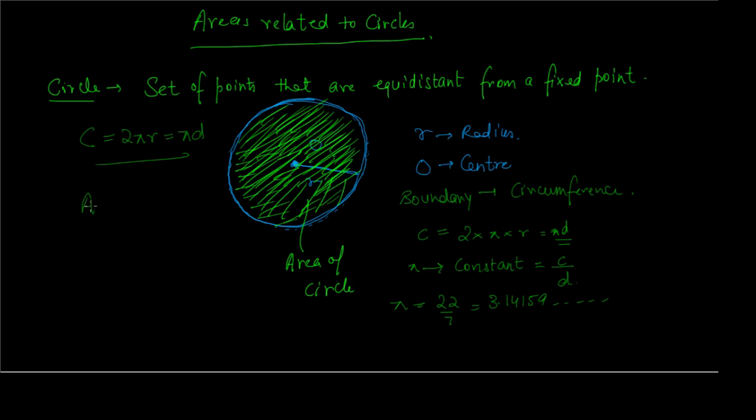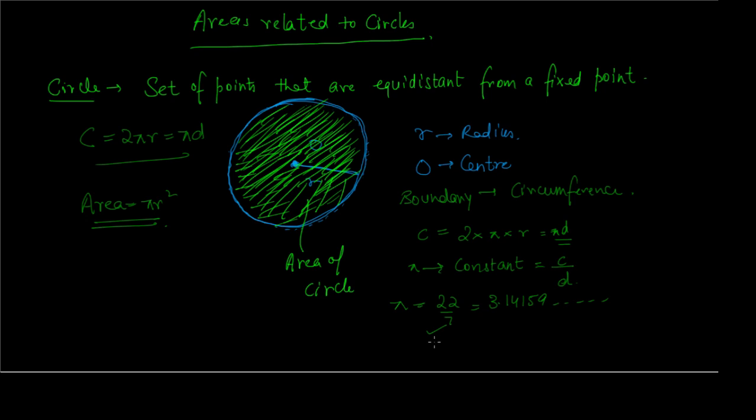Again, area of the circle is equal to pi r square, right? Where pi is the value 22 by 7 approximately, and its decimal form is 3.14159, and so on. Usually we take it as 3.14 for our calculation purposes, and we take pi as 22 by 7 in a fraction value usually. Now, in your calculations, if the pi value is not specified, take it as 22 by 7.